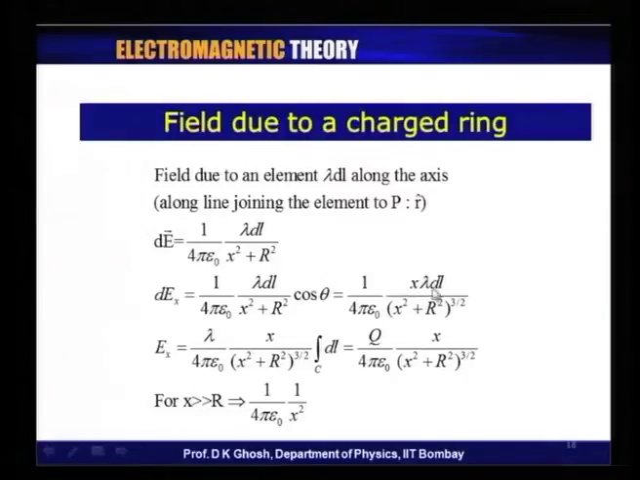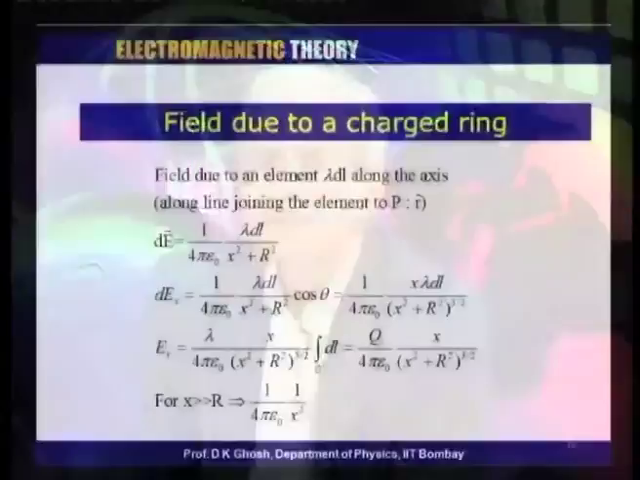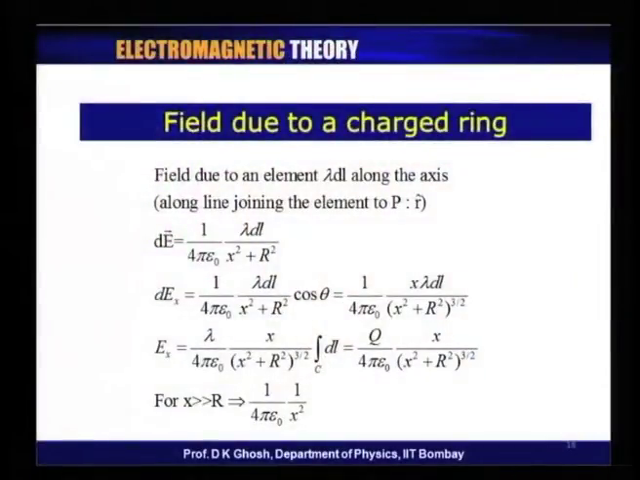Now, all these numbers here are constant, they do not depend upon the position of dl. So, if you now have to integrate, I am talking about the x component at the moment, all those being constant come out, and you have to integrate over the length dl, which is obviously equal to 2 pi r, the circumference. So, the x component that you get of the electric field is q by 4 pi epsilon 0 x by x square plus r square to the power 3 by 2.